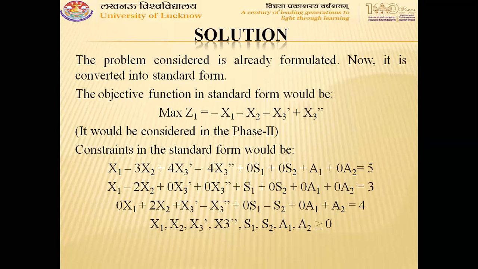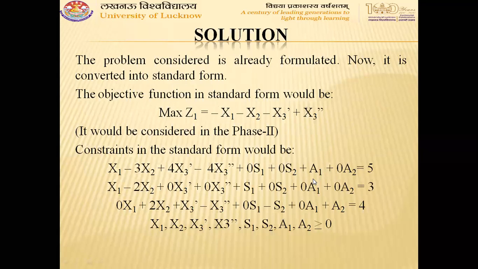The objective function is transformed using the min-max theorem, that is, minus of minimum of minus z is equal to maximum of z. Using it, we obtain the objective function as maximum of z1 equals minus x1 minus x2 minus x3 dash plus x3 double dash.